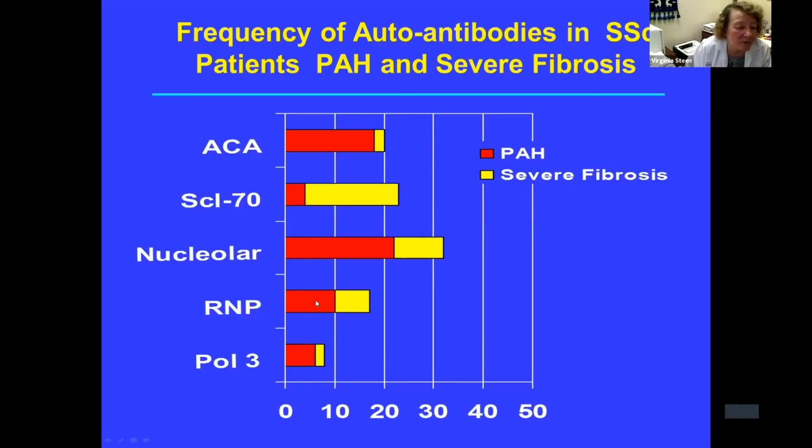And that's important because many of you will see patients with MCTD that look like lupus, and you still have to think about those patients having interstitial lung disease. So get the pulmonary function tests and monitor them periodically. The POL3, the RNA polymerase III, as you see, has much less lung disease, but they still have some.